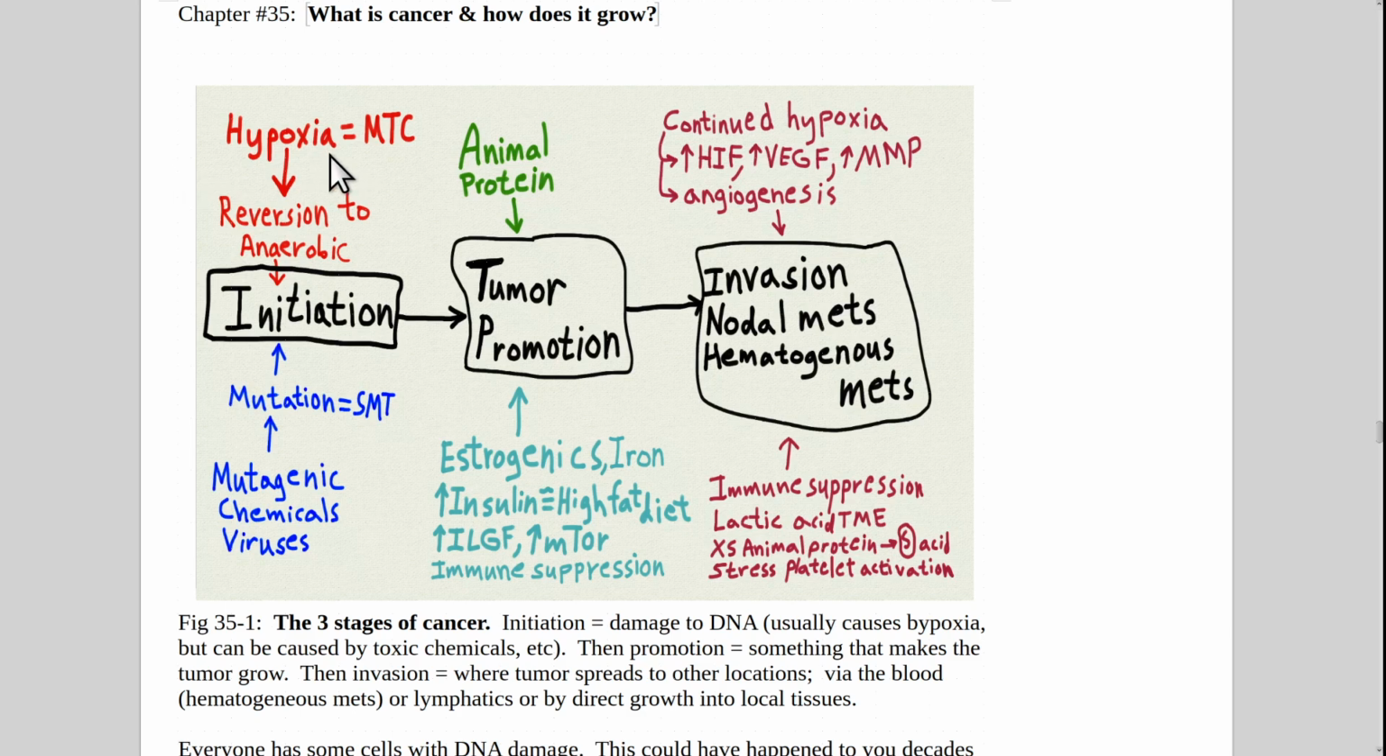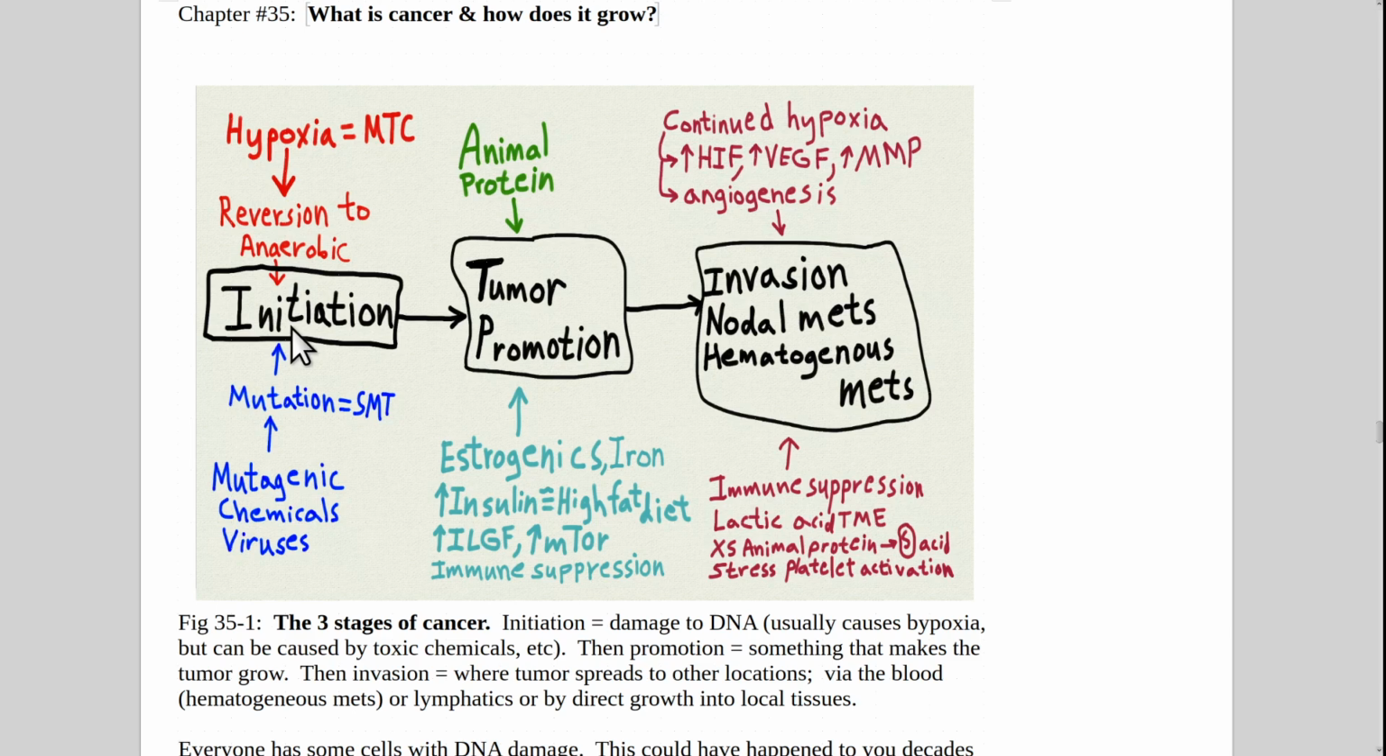All right, so hypoxia induces a transition into running on anaerobic metabolism. So that initial event, the inciting event, is called initiation in cancer biology. And you really can't do much about initiation. You can prevent initiation in the future by keeping your cells well oxygenated.